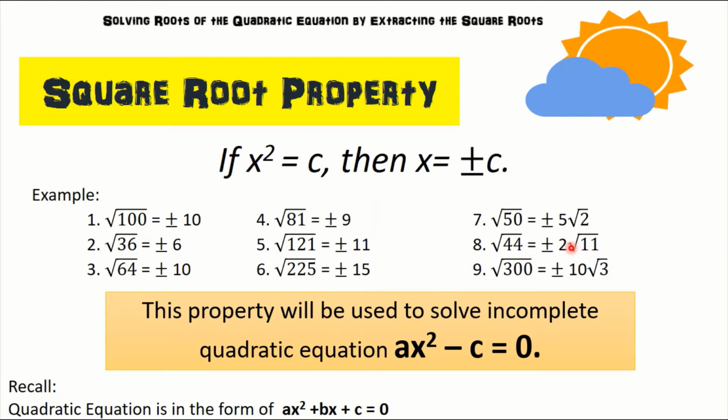This property will be used to solve the incomplete quadratic equation ax squared minus c is equal to 0. Sabi lang nito na ang property na ito ay magagamit lang sa ganitong uri ng quadratic equation. Magagamit lang siya kung absent ang term na bx mula doon sa unang form natin ng quadratic equation. So, hindi lahat ng equation ay pwedeng gamitan ng square root property. Yun lamang kung ang given natin ay may dalawang terms, isang variable term at isang constant.